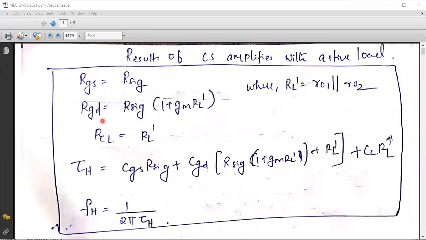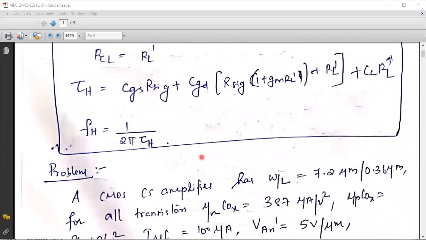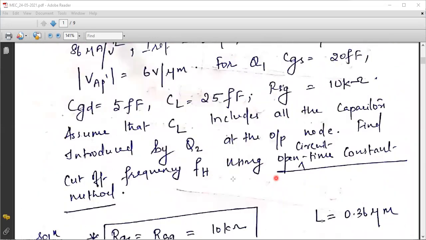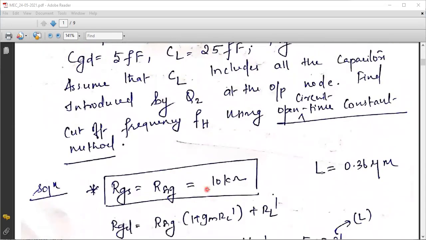So by using these results, first let us find what is RGS. So RGS is Rsig. Already Rsig is given to you. So directly you can write RGS as 10 kilo ohm. So this will be our first result.